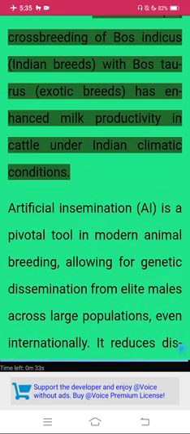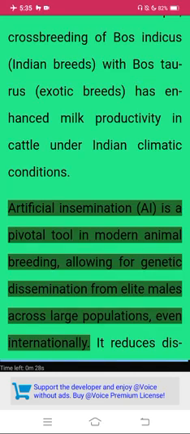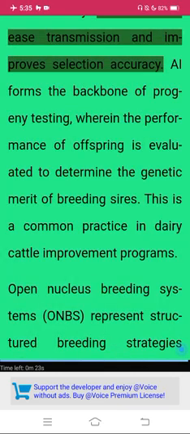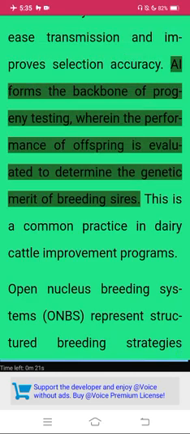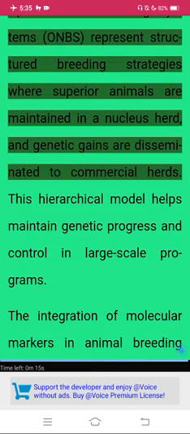For example, crossbreeding of Bos indicus Indian breeds with Bos taurus exotic breeds has enhanced milk productivity in cattle under Indian climatic conditions. Artificial insemination (AI) is a pivotal tool in modern animal breeding, allowing for genetic dissemination from elite males across large populations, even internationally. It reduces disease transmission and improves selection accuracy. AI forms the backbone of progeny testing, wherein the performance of offspring is evaluated to determine the genetic merit of breeding sires. This is a common practice in dairy cattle improvement programs.